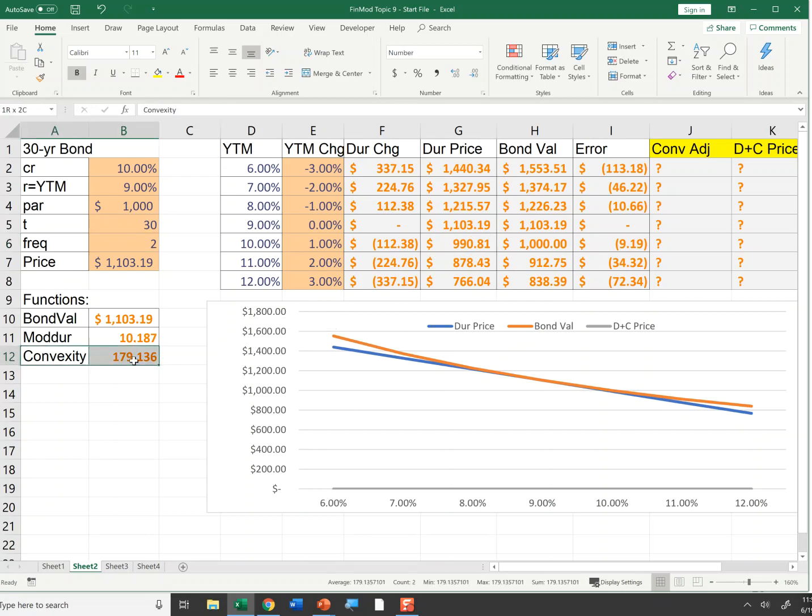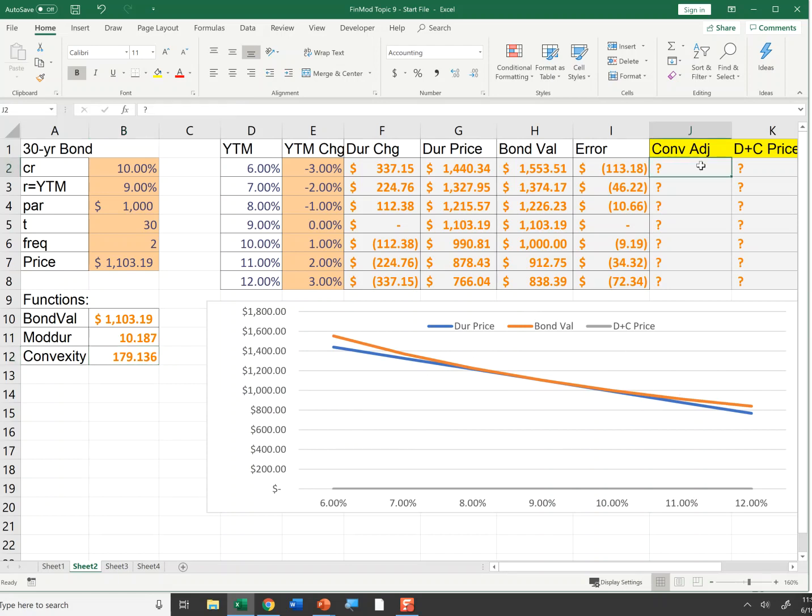Unlike duration, there's no easy interpretation of the 179 units of convexity. All we can say is if it's positive, it bows upwards. If it's negative, it bows downwards. And the higher the number, the more the curvature.